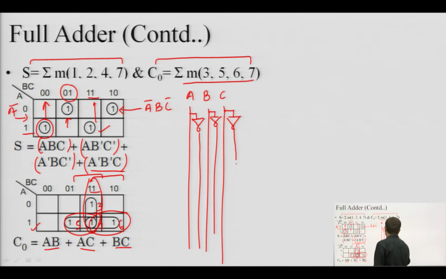So, we have prepared A bar, B bar and C bar as well. Now, we can start preparing the products. The first product is A B C. So, this is A, this is B and this is C. These 3 multiplied together prepare my first product.